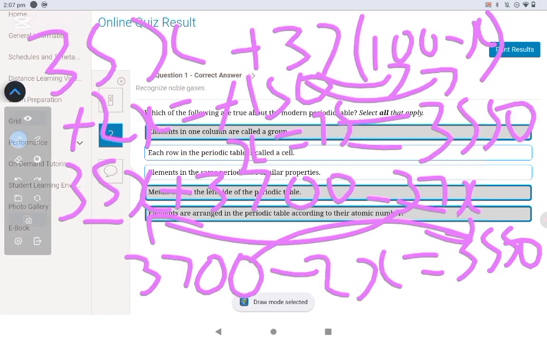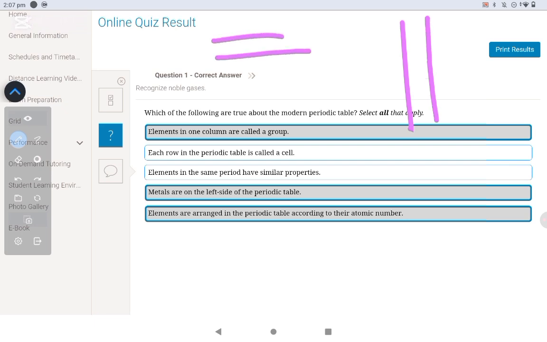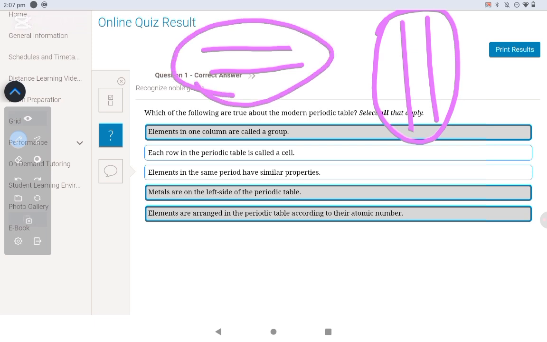Just so you guys know, a group is also known as a column, and this is a period or a row. So this is a group or column, and this is a row or period.